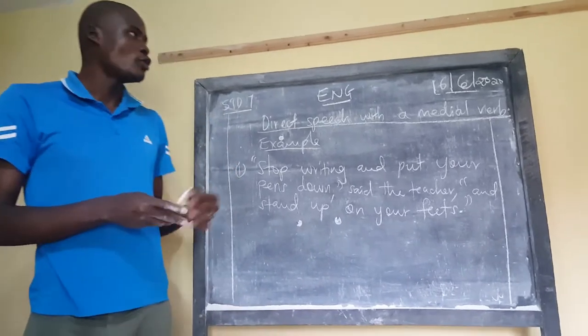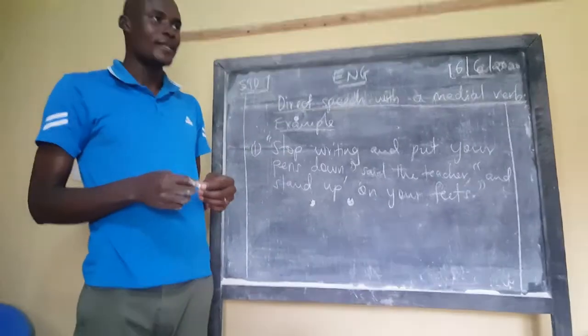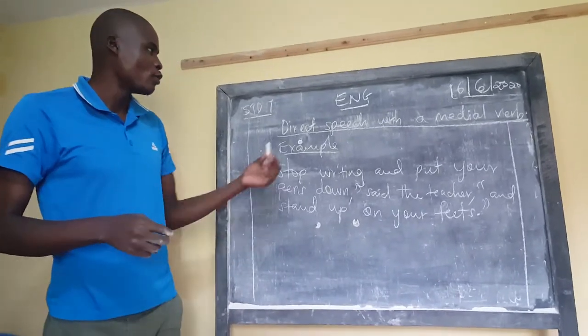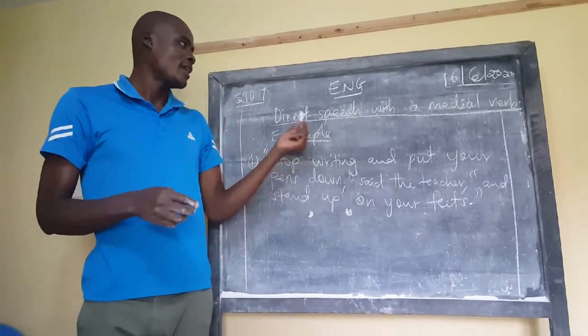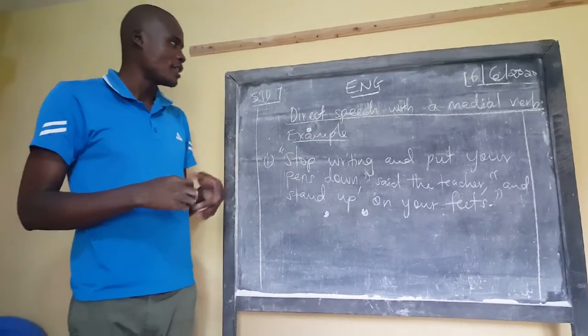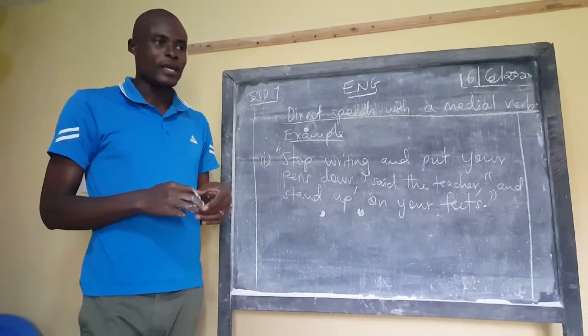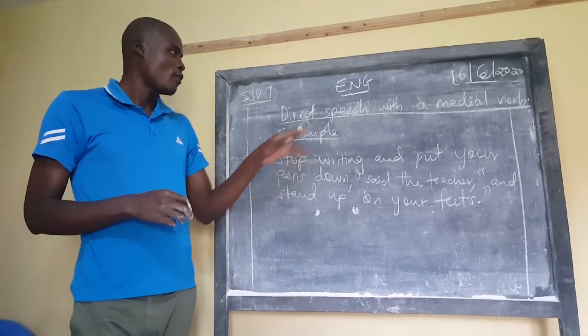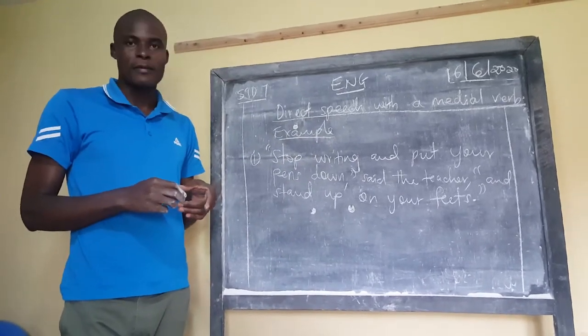That is going to be a continuation of what we had begun some time back when we looked at direct and indirect speech. So today we are going to look at another category of direct speech. That is going to be on direct speech with a medial verb.